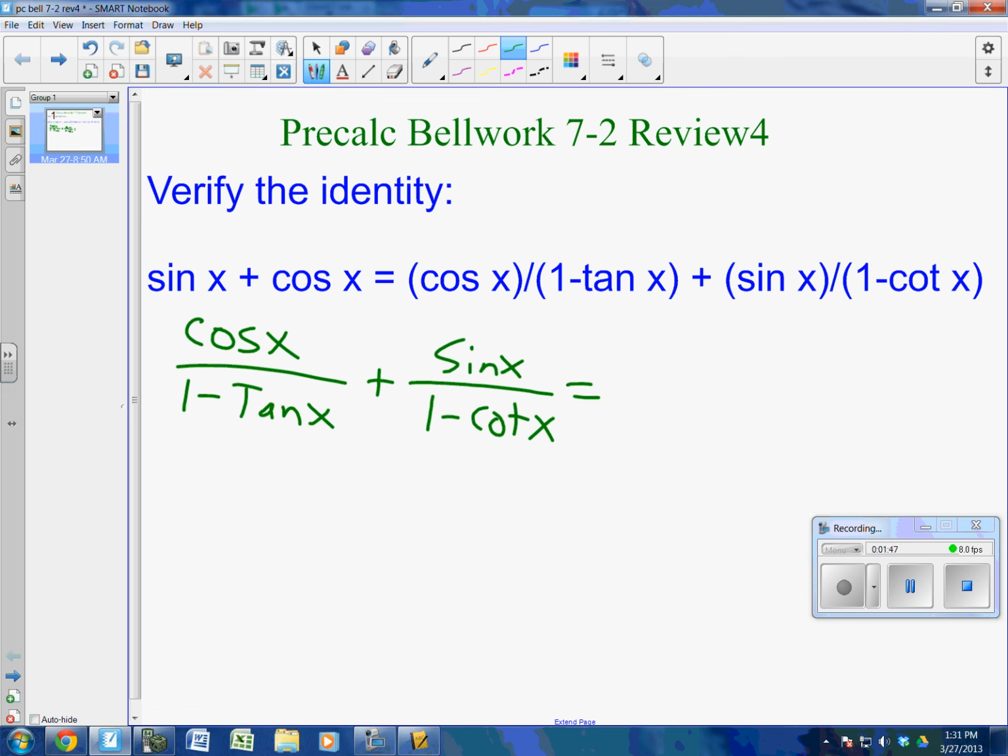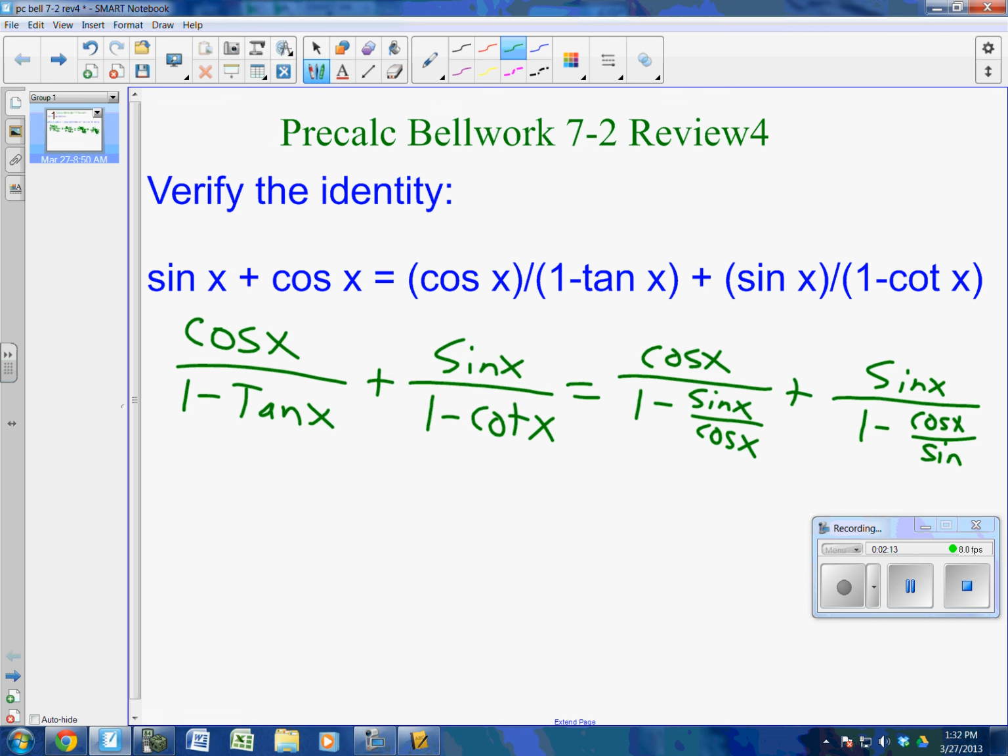He said change this tangent to sine over cosine, and that cotangent to cosine over sine. You guys, it never hurts to try something. Just find something and try it. So we're going to go cosine of x, and this is going to be 1 minus sine over cosine. And over on the other fraction, we're going to have sine of x over 1 minus cosine over sine. Okay, that's a good place to start. This morning I decided I'm going to start differently because the other way we were doing it wasn't working. So that's what I started off as.